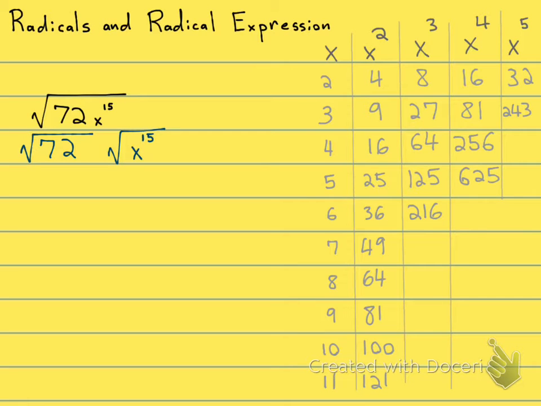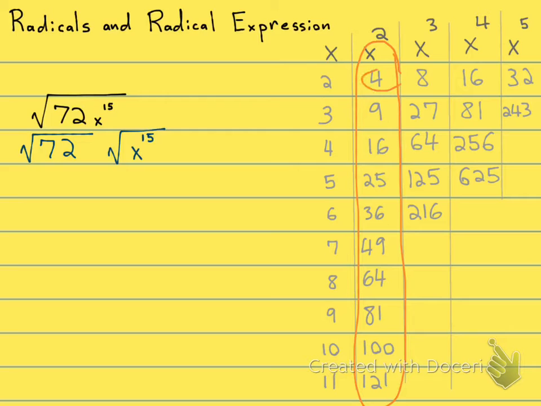So let's talk about the number first, the square root of 72. I'm going to look here in my list of squares and ask myself, is 72 one of my perfect squares? I look around, and 72 is not in there. So the next question is, does one of these perfect squares divide into 72? You can get out your calculator and start.